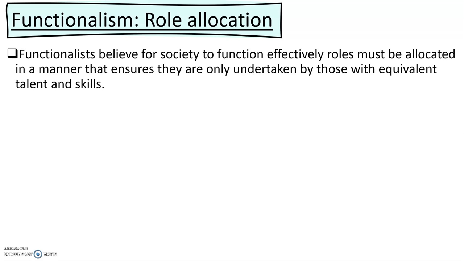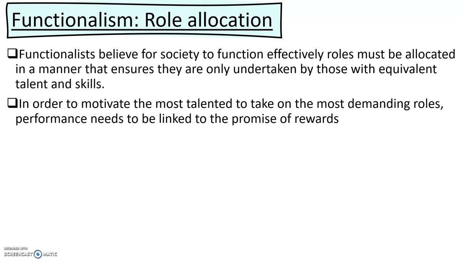Our first key area that we're going to look at is something called role allocation. Now we did this when we looked at the education topic. Functionalists basically think that for society to function properly, roles need to be allocated to the best people with the right talents and the right skills. And to motivate those most talented people, you need to have some form of reward, a promise, for instance.